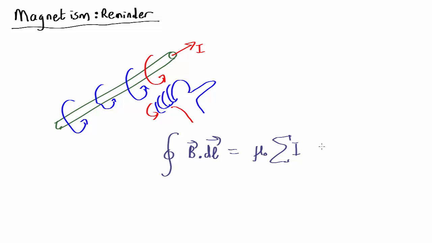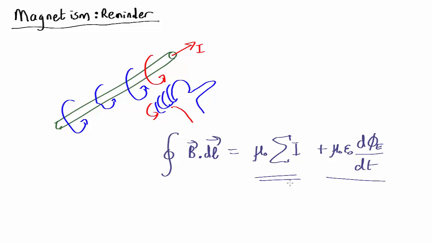Maxwell added a little bit onto it, which is plus mu naught epsilon naught d electric flux by d time. So that applies if there's an electric field going through our loop and it's changing with time, and that's fundamental for explaining electromagnetic waves, but normally you don't need this part. This is the dominant one for most calculations of magnetic fields.